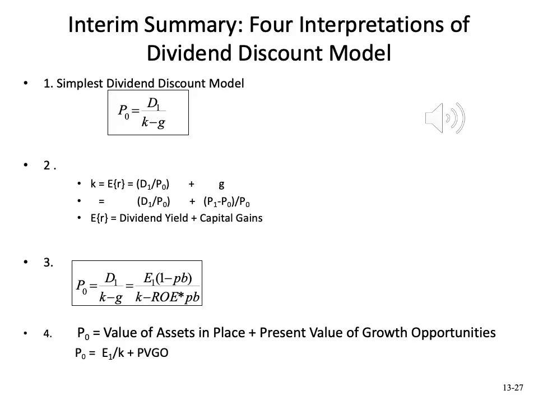Now to summarize again, we have 4 interpretations of the dividend discount model. The first one is the simplest basic model. The second one is in terms of the returns, and we decompose it into dividend yield plus capital gains. The third one, we rewrite everything in terms of earnings, plowback ratio, and return on equity. Fourthly, we have the no growth value, E1 divided by K, plus the present value of the growth opportunity.